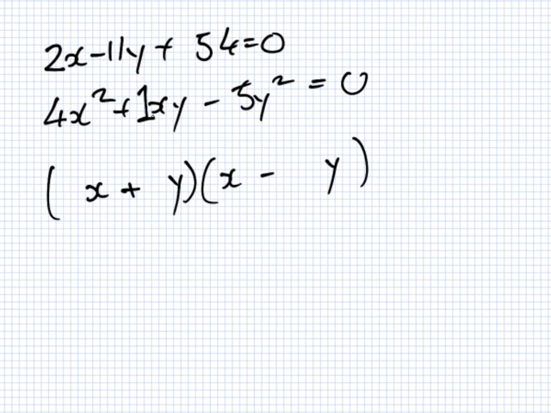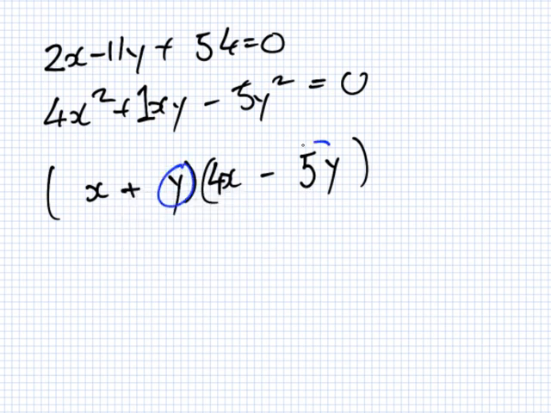So 5 and 4 actually sound good. If I put a 5 here, I'll get the minus 5y squared at the back. If I put a 4 here, I'll get the 4x squared in the front. No, that won't work. Maybe I have to put the 4 here. So that'll give me minus 5. Yeah, this will be it.